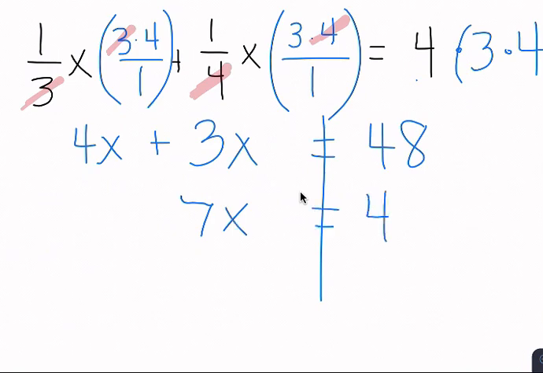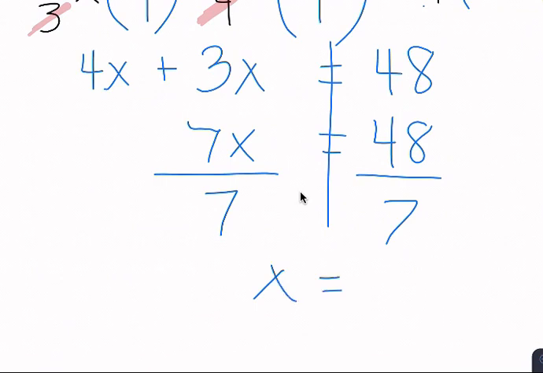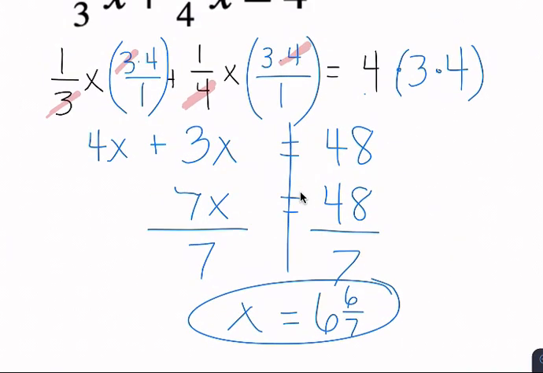So 7x equals 48. I divide both sides by 7 to get x all alone, and I get x equals, 7 goes into 48 6 times, with 6/7 left over. So same answer as before. This time I just was able to get rid of my fractions. I didn't have to make a common denominator. So the choice is yours, whatever you feel most comfortable with.